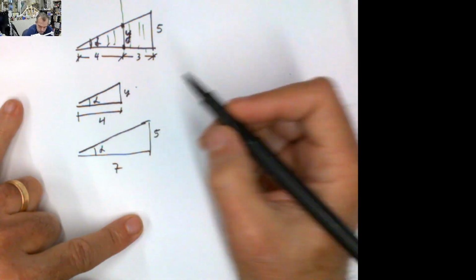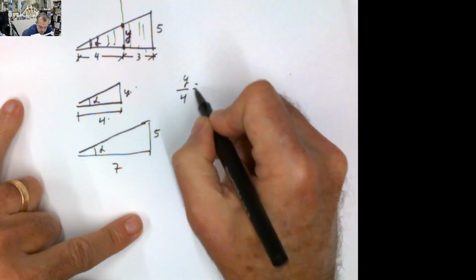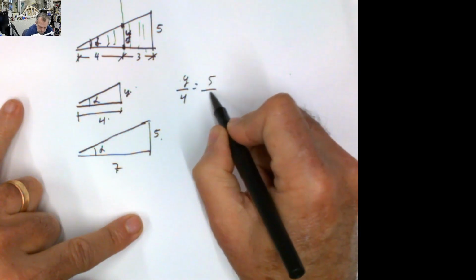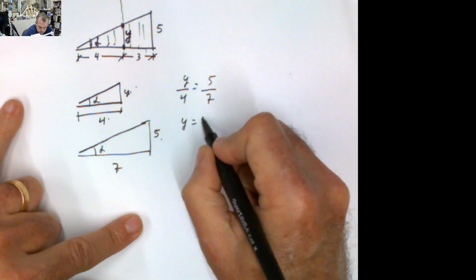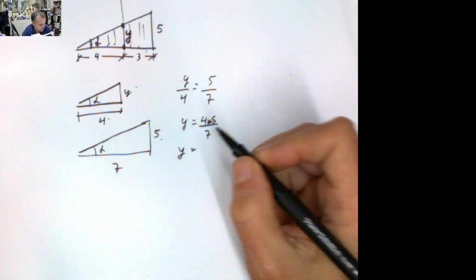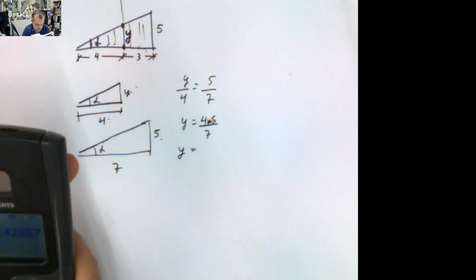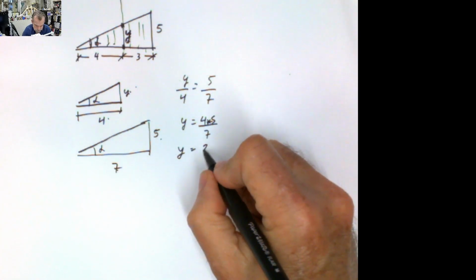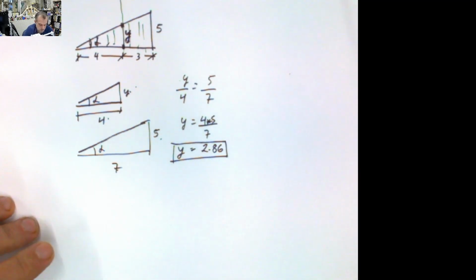Now you can perfectly say that y divided by 4 is equal to 5 divided by 7, and you can solve for y, which is 4 times 5 divided by 7, and 4 times 5 divided by 7, 20 divided by 7, is 2.86. That's one way to do it.